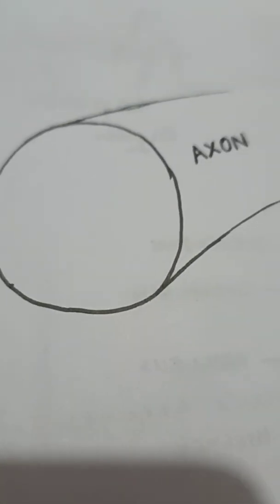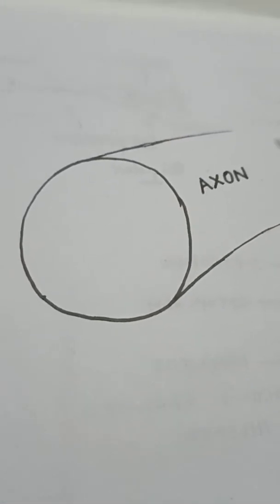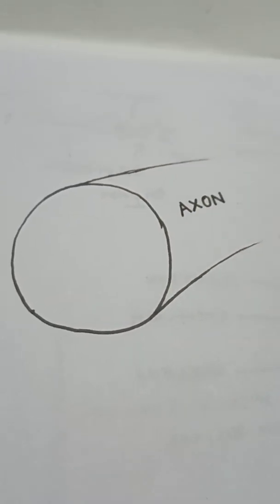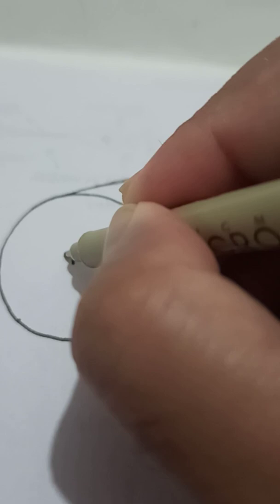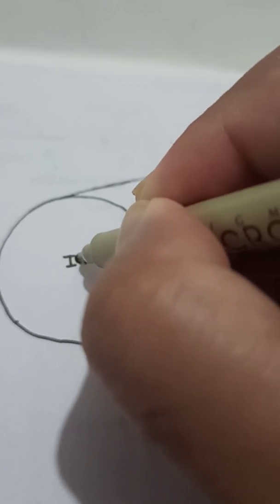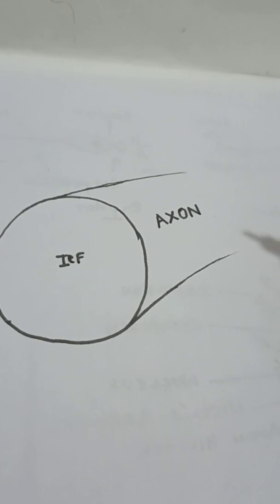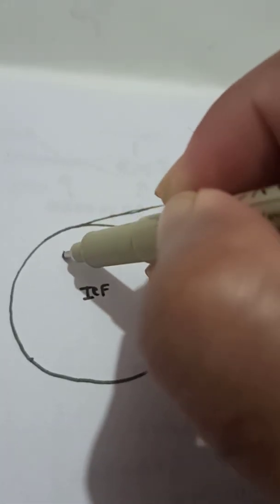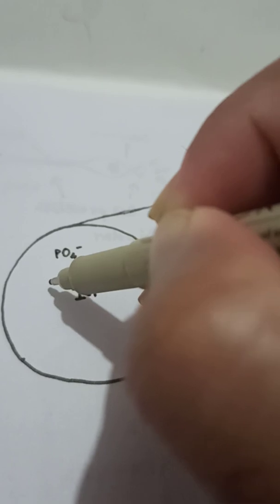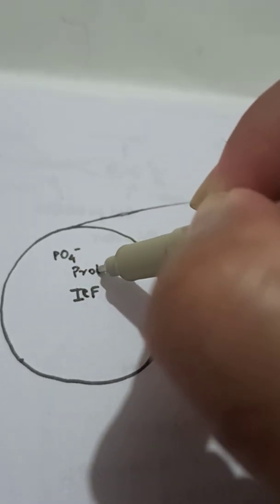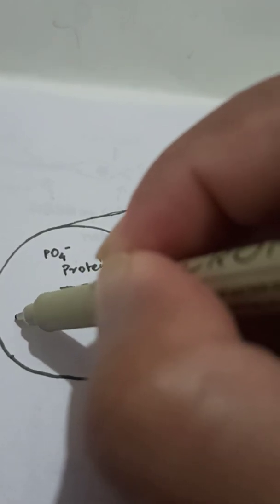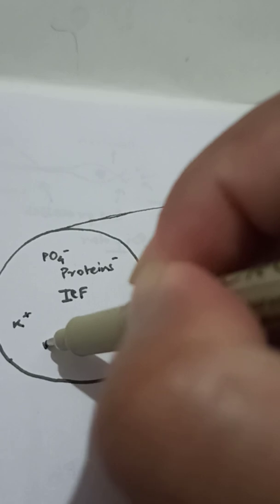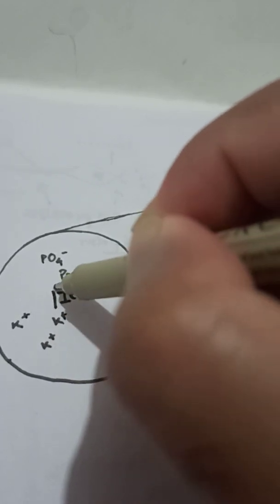So the structure of the axon that we can see if we make a cross section of it: the interior of the axon, which is called the intracellular fluid matrix. It is usually noticed that within this ICF region there is a large quantity of phosphate ions. There are negatively charged proteins. There is also a large amount of potassium ion present in this ICF region.